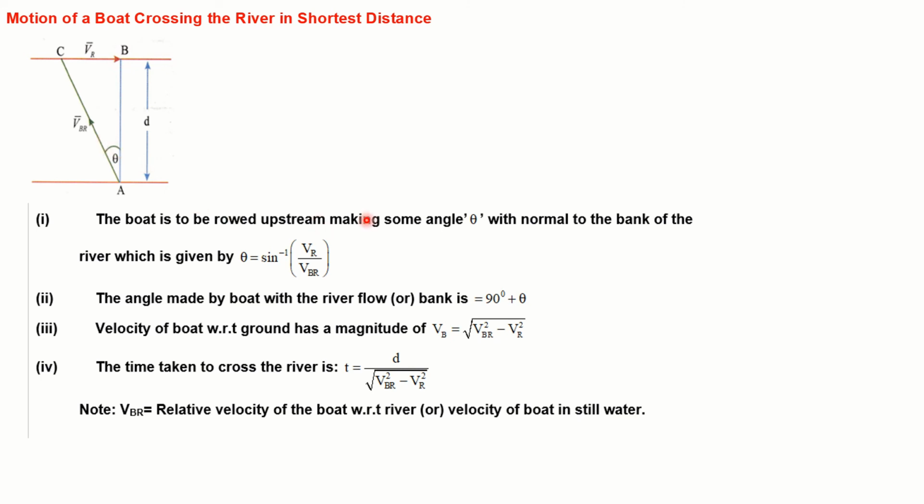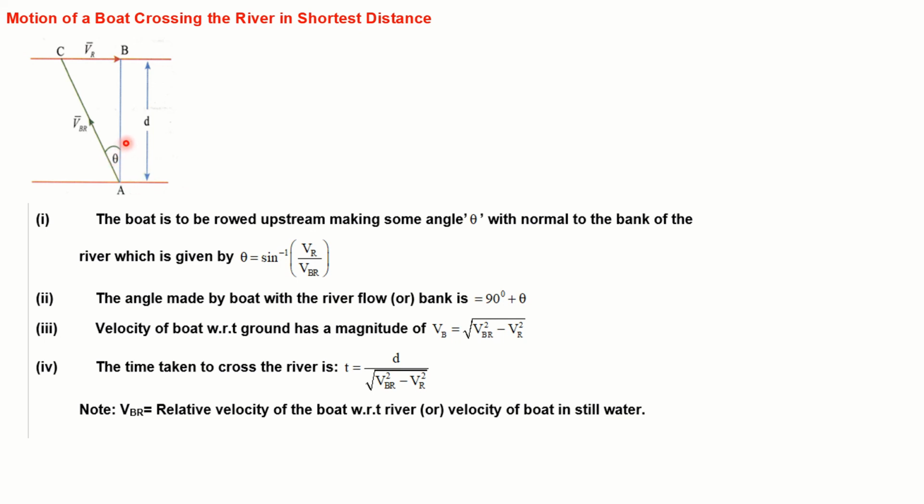The boat is to be rowed upstream, making an angle theta with the normal to the bank of the river. So sine theta is equal to how much, students? VR and VBR is given to us. So that is P by H, VR by VBR. So theta is equal to sine inverse of VR by VBR. So the angle made by the boat with the river flow, meaning the river is flowing in this direction, is 90 plus theta.